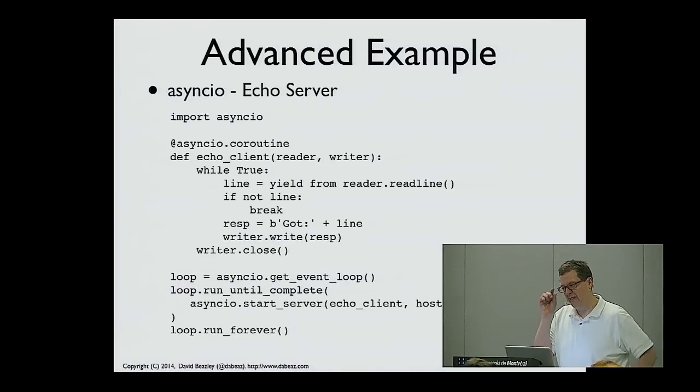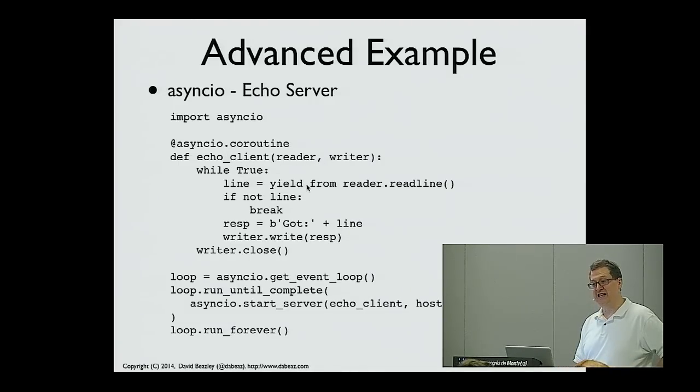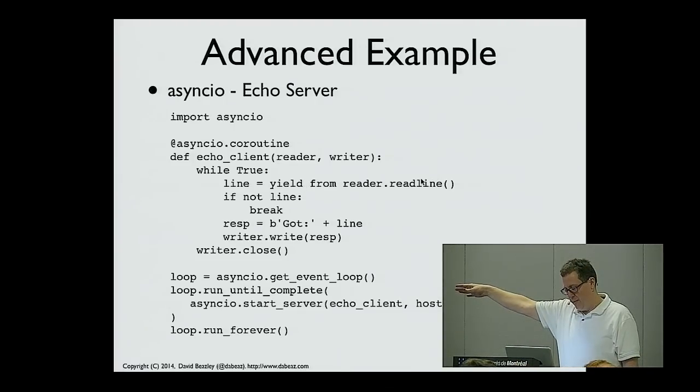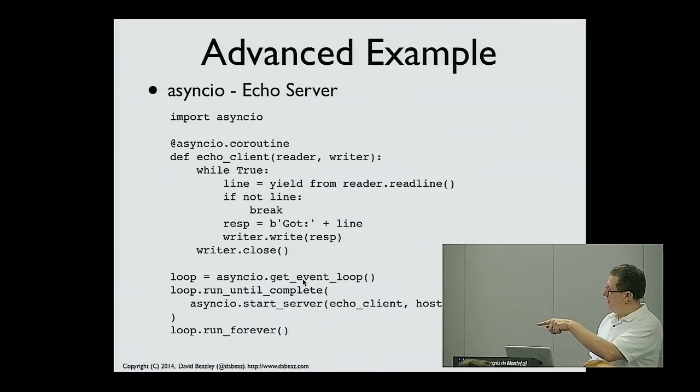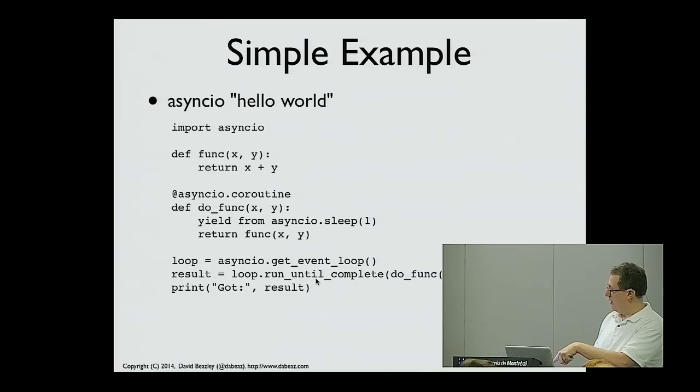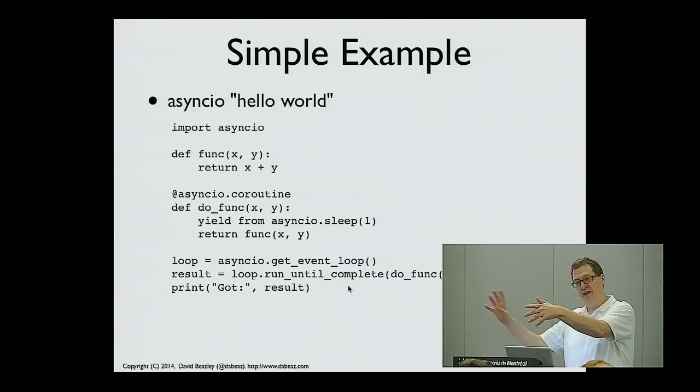Async I/O. Here's another example, some client server code. You're declaring an echo client, reader writer object, using yield from. It's yield from reader read line. What does that do? Well, it's interacting with this async I/O library, saying, hey, I want to read a line of data, but don't give it to me until you've got it. It's suspending. And then you see things like loop run until complete. That's like this run inline future thing that we did. It kind of runs it in the background.